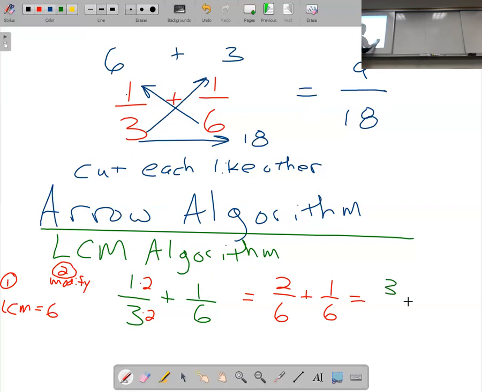Now, even though we found the smallest possible denominator, there's no way to do this problem with a denominator smaller than 6. What do I still have to do here? I still have to reduce. So this one is going to reduce down to 1/2, just like this one up here is going to reduce down to 1/2 eventually. So as we play around with addition and subtraction algorithms, we get to look at pros and cons of either algorithm. What's the benefit of using the arrow algorithm over the LCM algorithm?